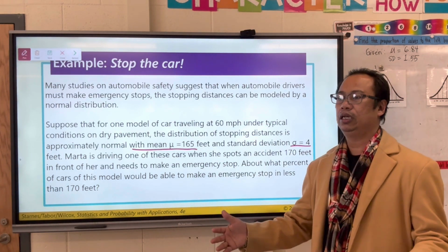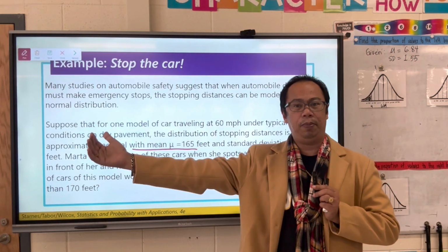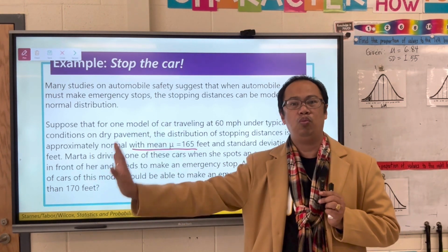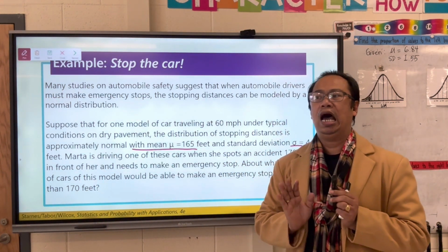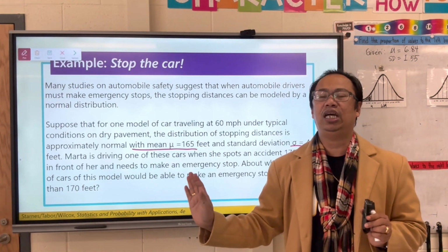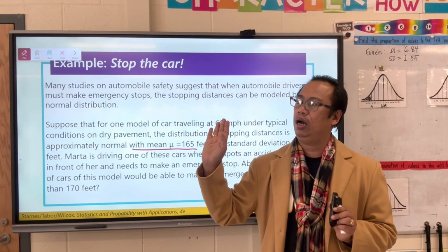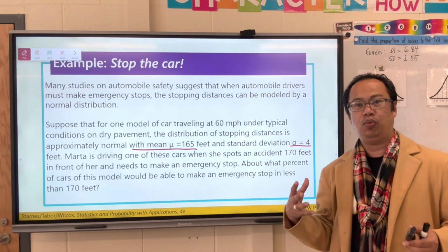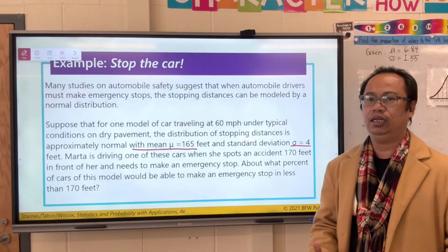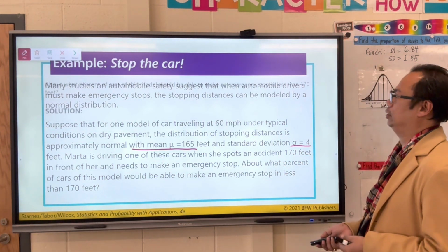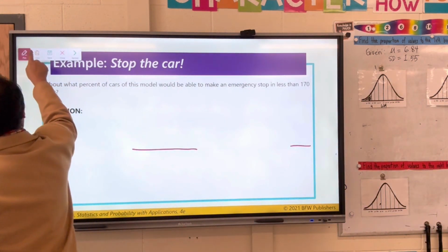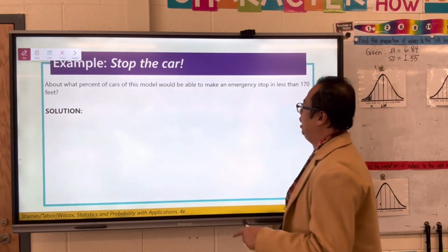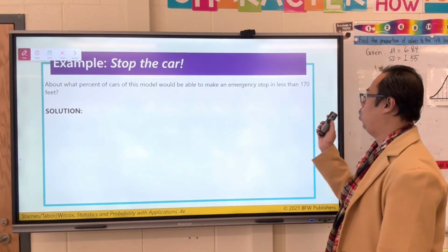So in that case, Martha should not hit the incident within that 170 feet. We are going to check what percentage of chances there are that she's not going to hit the car that had the accident. That's the one we're going to do now. We're going to calculate the percentage. Okay, next. About what percent of this car model will be able to make an emergency stop in less than 170 feet?